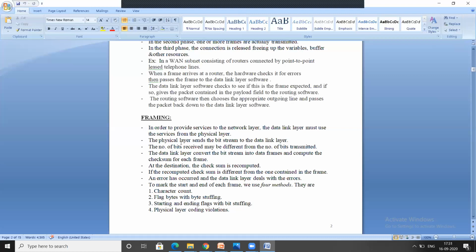Here the real action comes into the picture. The data link layer needs to know whether the received bits and sent bits are the same. The number of bits received may be different from the number of bits transmitted.